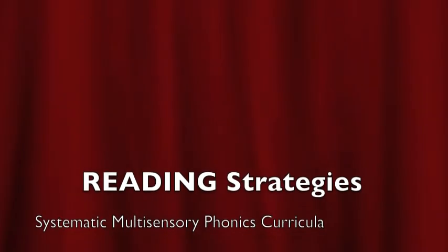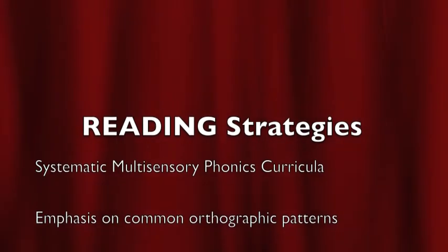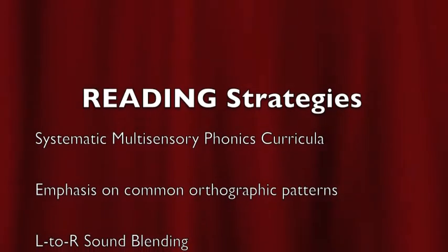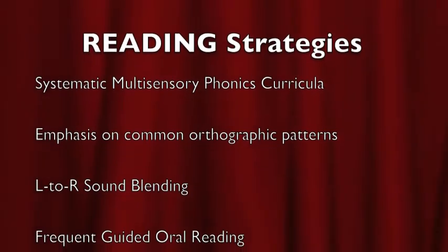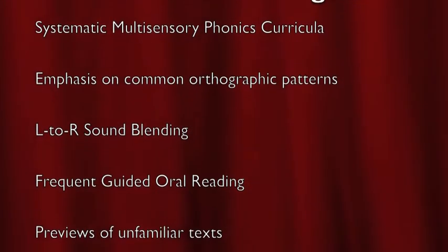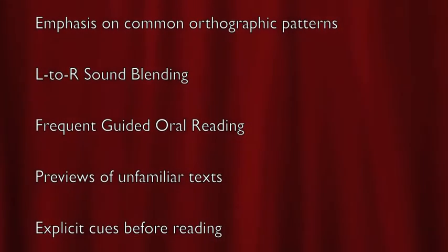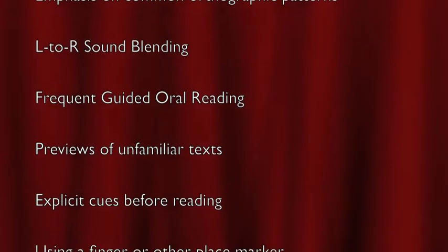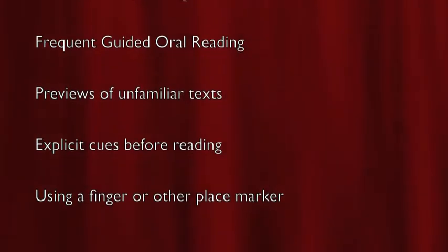A systematic, multisensory phonics curriculum, such as Letterland or Jolly Phonics. Emphasis on common orthographic patterns, lettered patterns such as EE, EA, which both make the E sound, or OW, OU, which both make the OW sound. Left to right sound blending places less emphasis on working memory and more on letter sounds as they are blended together. For instance, with the word crisp: k, cur, cre, cris, crisp.